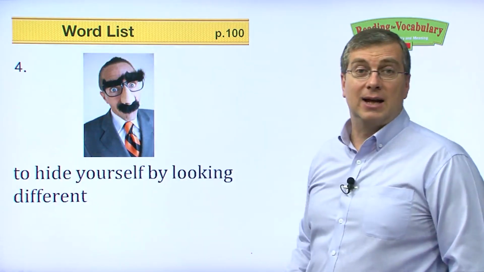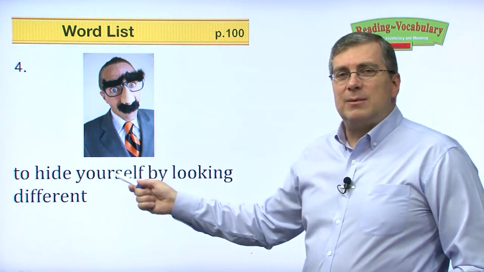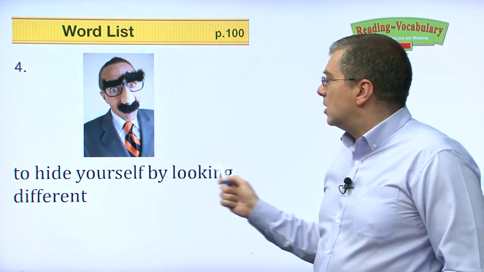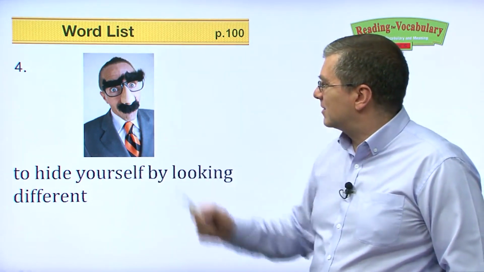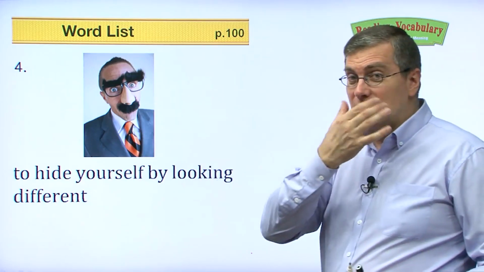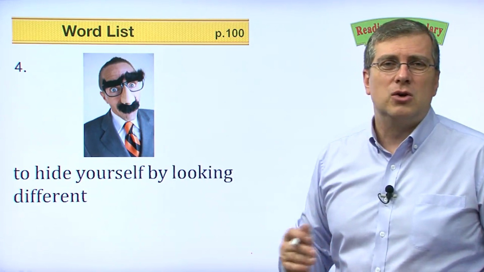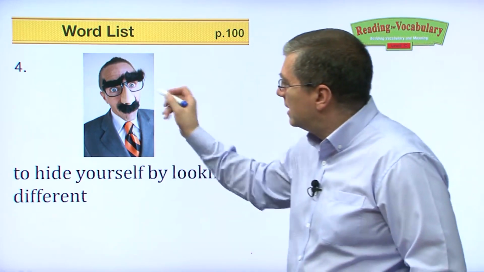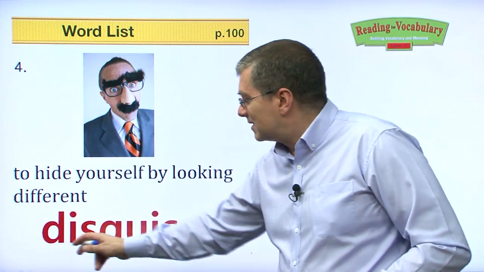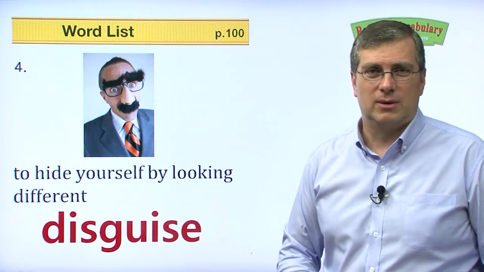Whoa, there's a funny guy, right? He's a funny looking guy. Maybe he wants to hide himself. To hide yourself by looking different, right? He doesn't look like that. He doesn't have such big eyebrows. He doesn't have a big nose or a mustache, but he put it on. Maybe he wants to hide who he really is. So what is he doing? He is disguising. To disguise yourself, right?